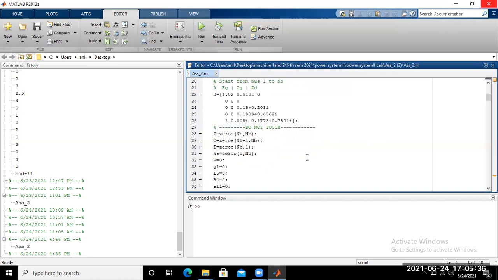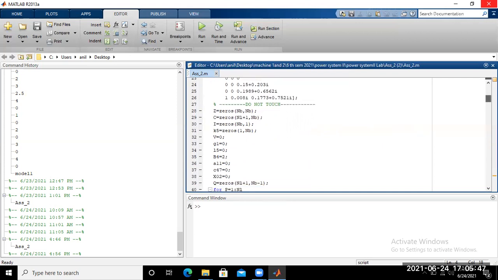Where V equal to 0, next G1 equal to 0, I5 equal to 0, V4 equal to 2 and all equal to 0. Next, C47 equal to 0, X02 equal to 0 and Q equal to 0. That means number of line plus 1 comma number of buses minus 1.